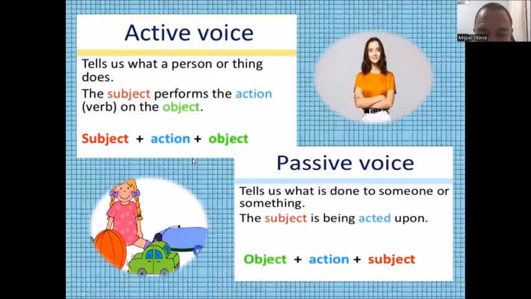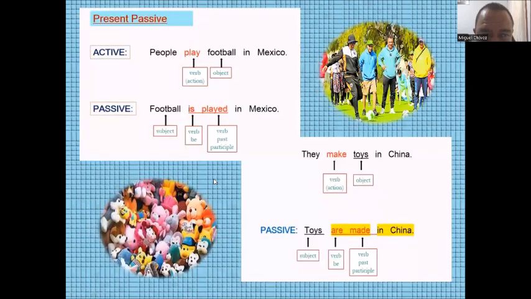If you check these two charts, in the first one, in the active voice, we have the subject at the beginning. And in the passive voice, we have the object at the beginning. Let's see some examples. As I told you, in the active voice, we have subject, verb, and object or complement. Here we have an example.